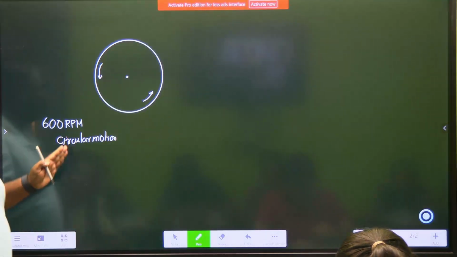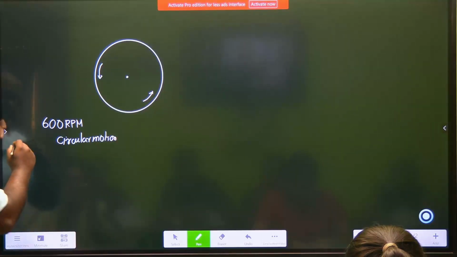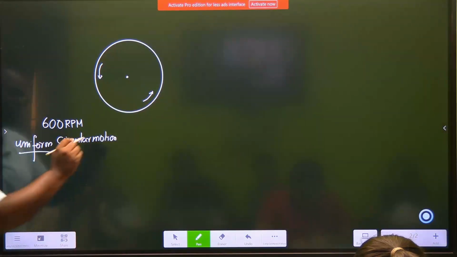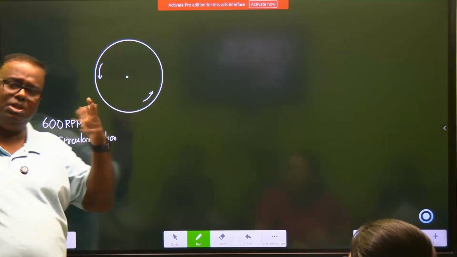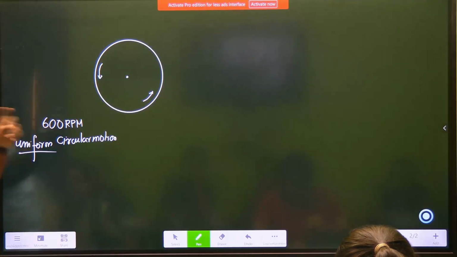Okay. This is a circular motion because you're moving in a circle. I call it uniform circular motion, though it may be difficult for you to understand, but enjoy physics. Uniform, why? Because the speed has now become constant. How much is the speed? The speed is 600 rpm. The DVD is rotating.